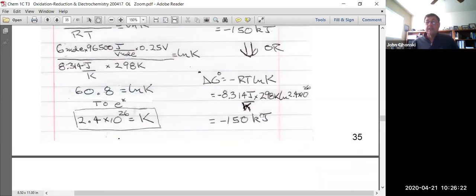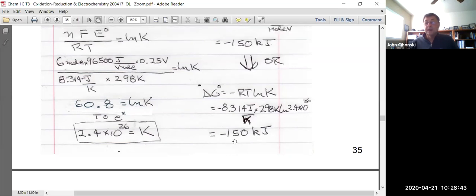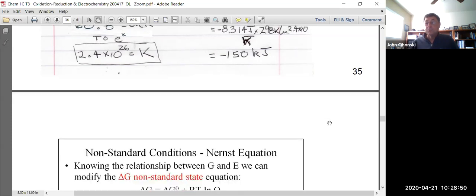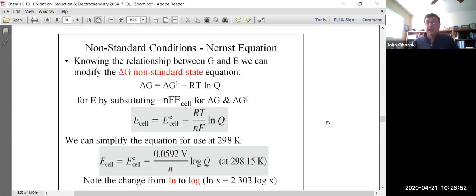Okay. Then the other system we could use, which is out of our Chem 1B course, is delta G equals minus RT log K. We know R, we know T, and we take the natural log of K, and son of a gun, it comes out to minus 150 kilojoules as well. So, very powerful set of equations.